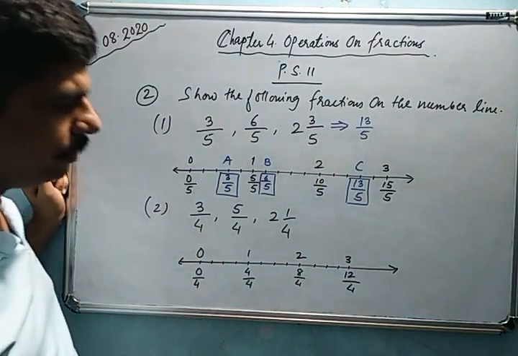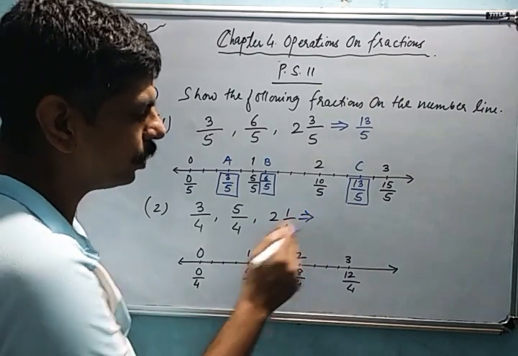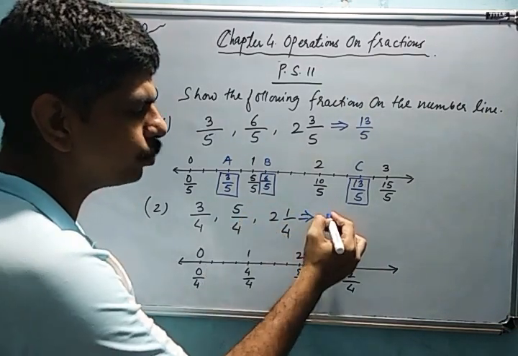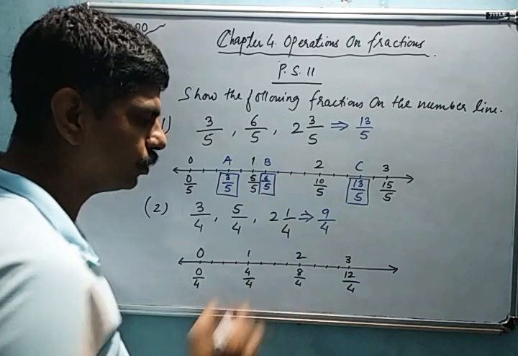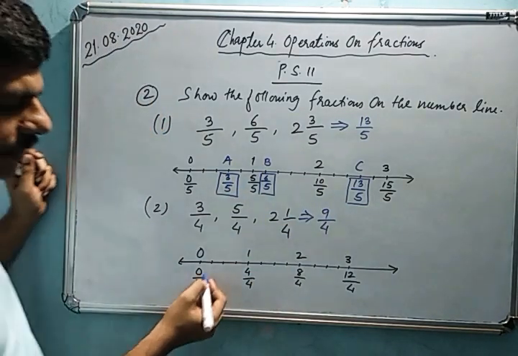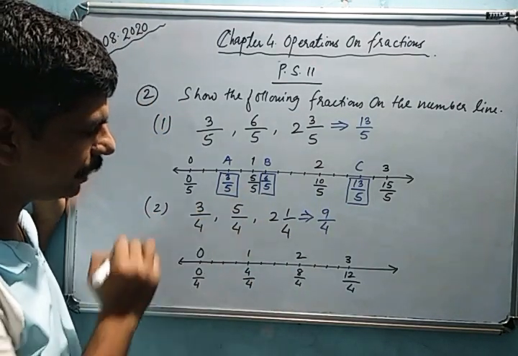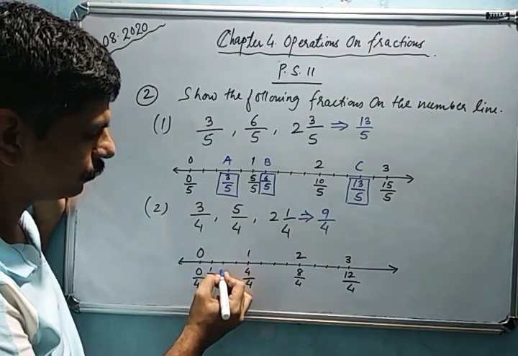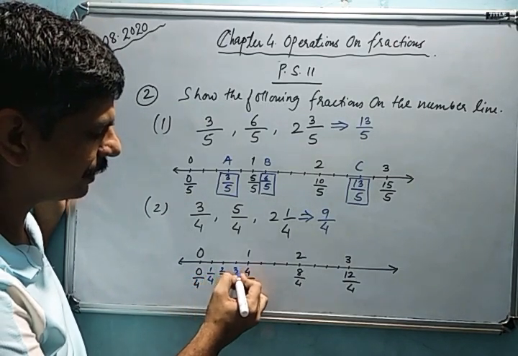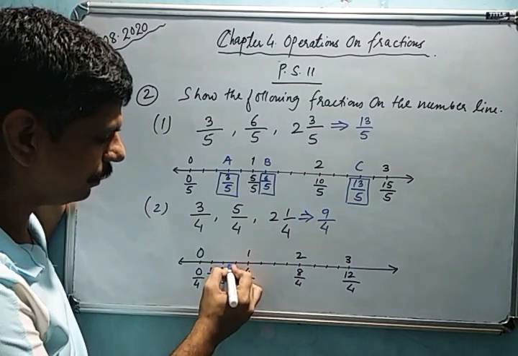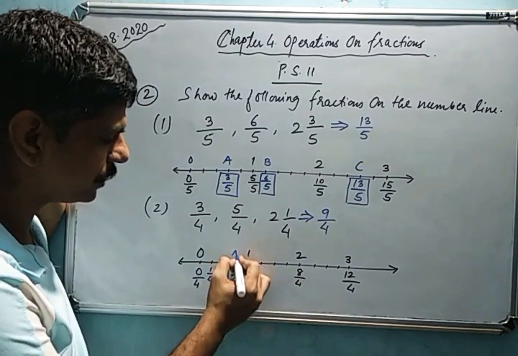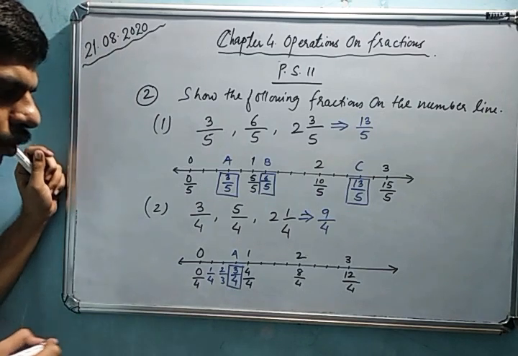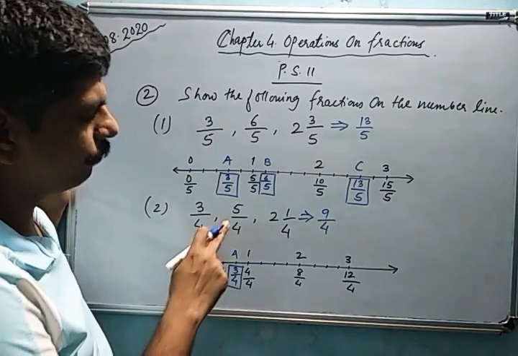For the next one, similarly you can convert this one also. 4 2s are 8. 8 plus 1, 9. So 9 by 4. So you can see the counting 0 by 4. My requirement is 3 upon 4. So I'll write here 1 by 4, 2 by 4, and 3 by 4. So 3 by 4, I'll mark it as point A. Next, 5 by 4.